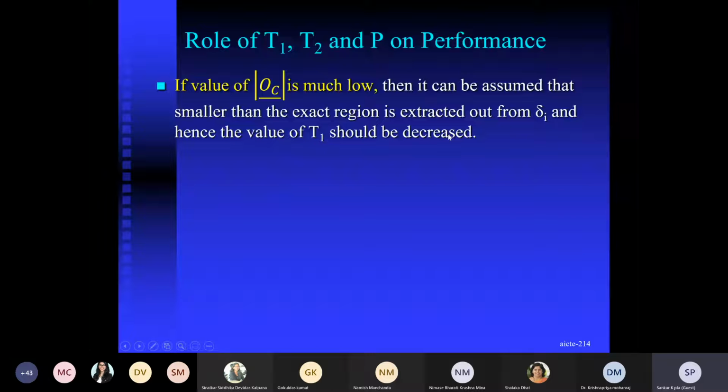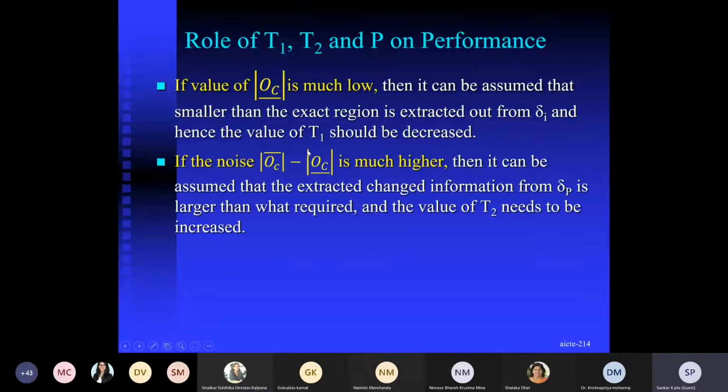Similarly, if the denominator is much higher, we need to make it lower. But the lower approximation is fixed, so we make this value lower. Making it lower means that the extracted change region from delta P is larger than what is required. That means we need to lower it. That is, the value of T2 needs to be increased. If we increase the value of T2, less number of pixels will be detected as my region.